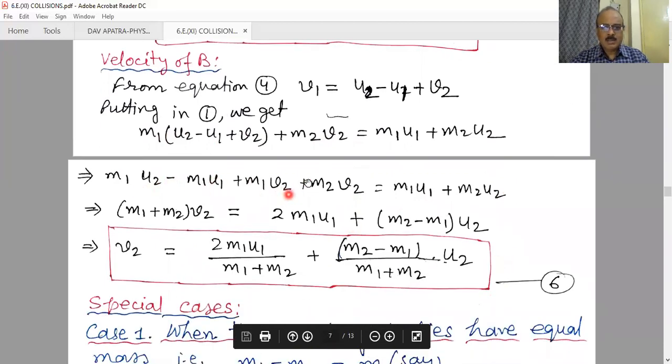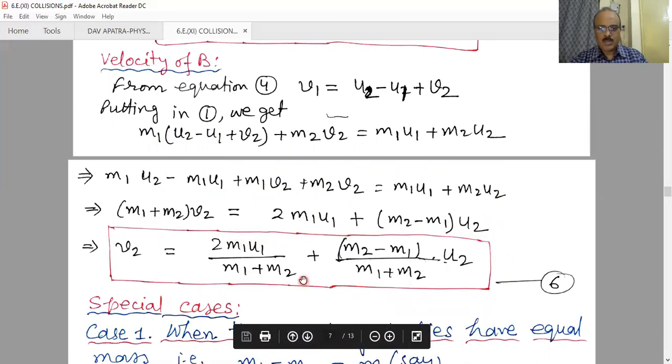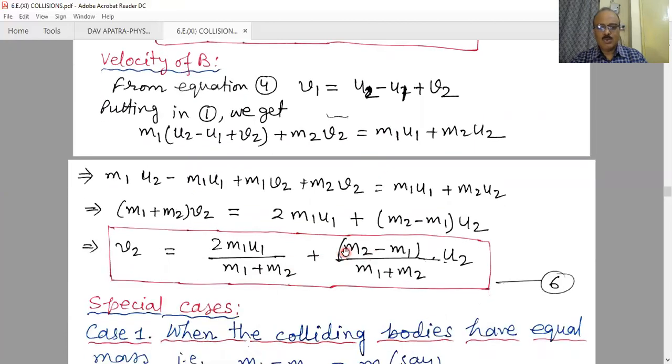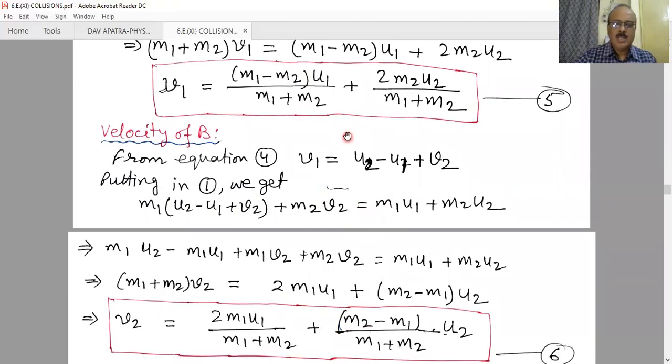And again, by taking v2 as common, m1 plus m2 into v2 is equal to 2 m1 u1 plus m2 minus m1 into u2. That is, v2 is 2 m1 u1 divided by m1 plus m2, plus m2 minus m1 divided by m1 plus m2 whole into u2. That means this is the equation for v1 and this is the equation for v2. They just interchange places with similar types of expressions, and these two are the standard formulas for the velocities after collisions in one-dimensional motion.